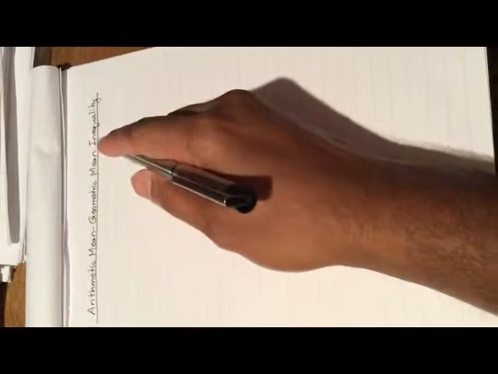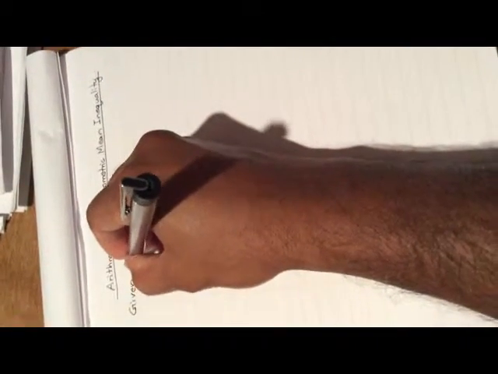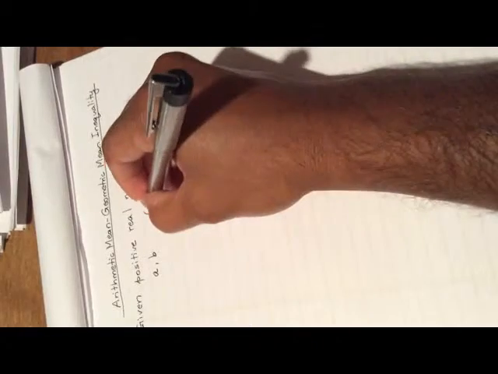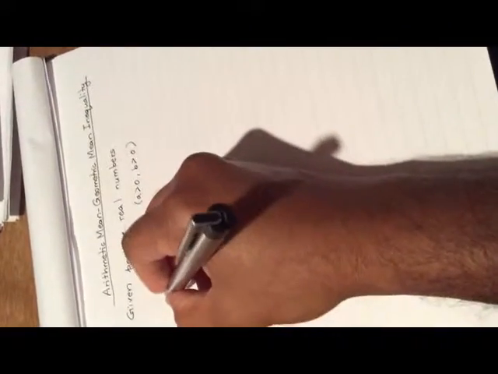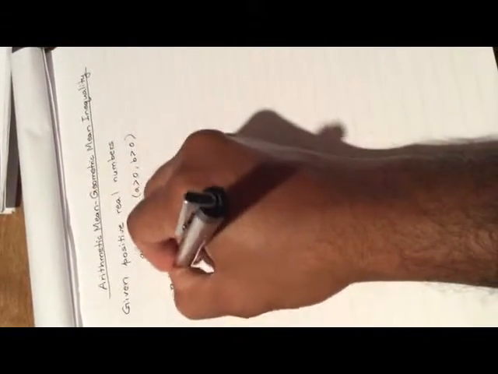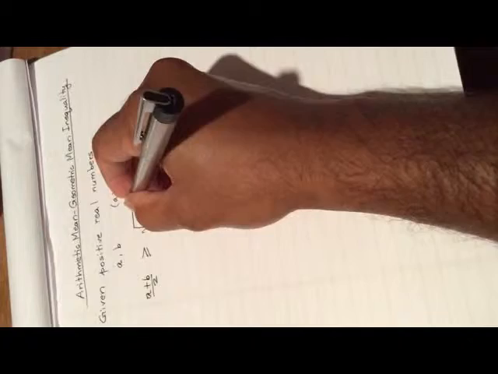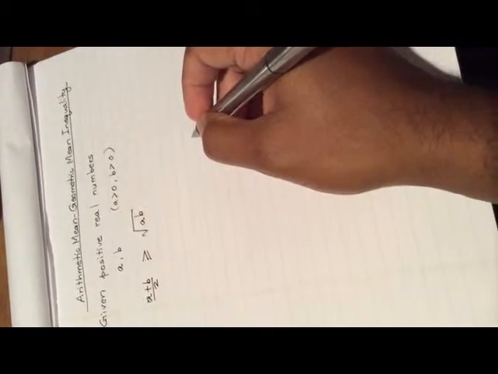So today we're going to talk about the arithmetic mean, geometric mean inequality, which basically says that given positive real numbers, let's say a and b, let's say a is bigger than 0, b is bigger than 0, then the average, or the arithmetic mean, a plus b over 2, is always greater than or equal to the geometric mean, which is the square root of ab.